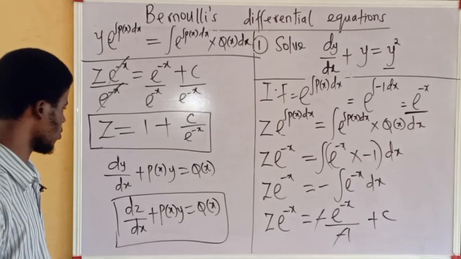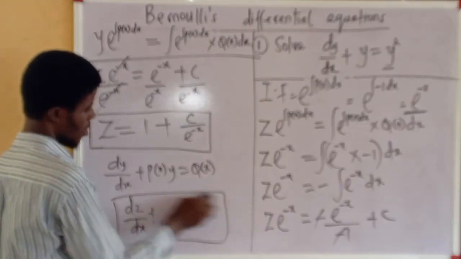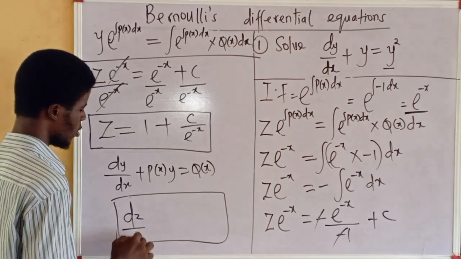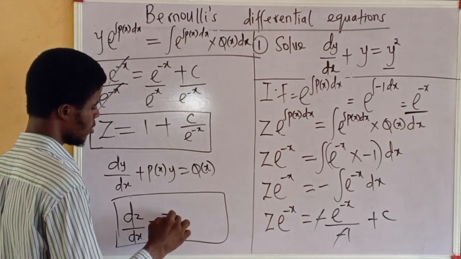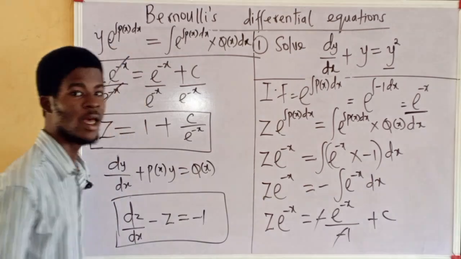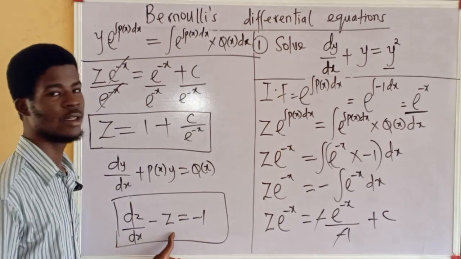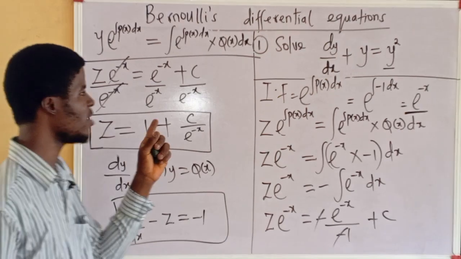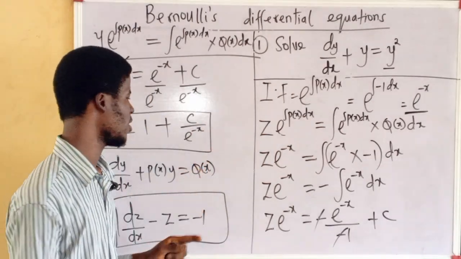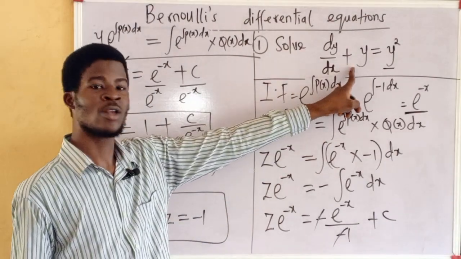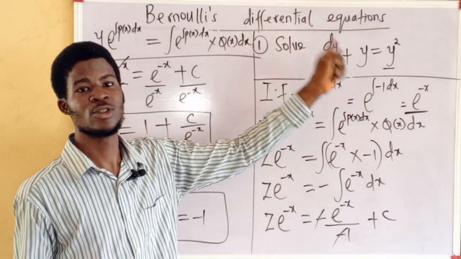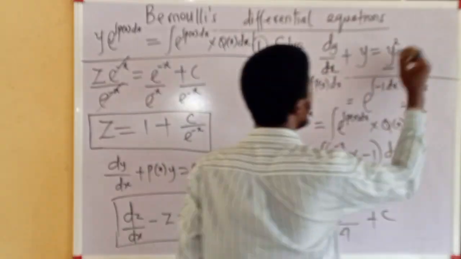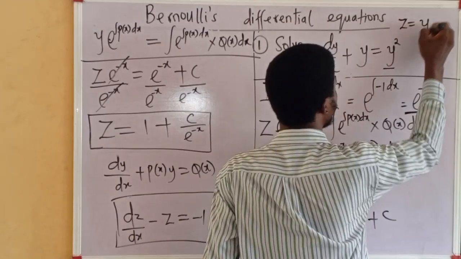I just erased it, so let me write it again. The equation was dz/dx minus z equal to minus 1. Good. This is the linear equation that we solved to get this. But remember earlier that we said this is the given differential equation that we have to solve. We made a substitution: let z equal y raised to the power minus 1. You can recall, we said let z be equal to y to the power minus 1.